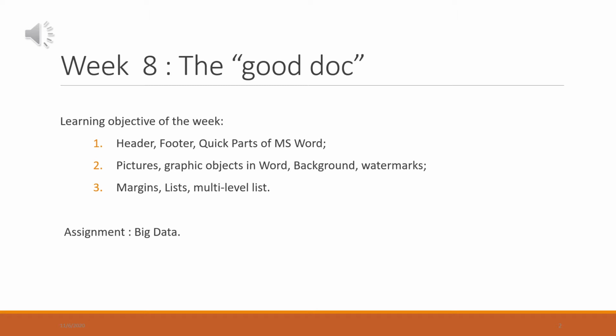Possibility of having a background on the page, sign each page with watermarks, that kind of thing, like "confidential" written on diagonal. And then something which is not very exciting, but it's very, very useful. Margins and lists. And a third thing, which is different from margins and lists, it's multi-level list.